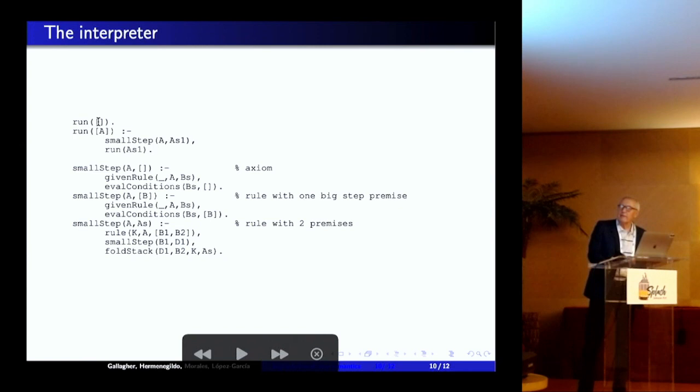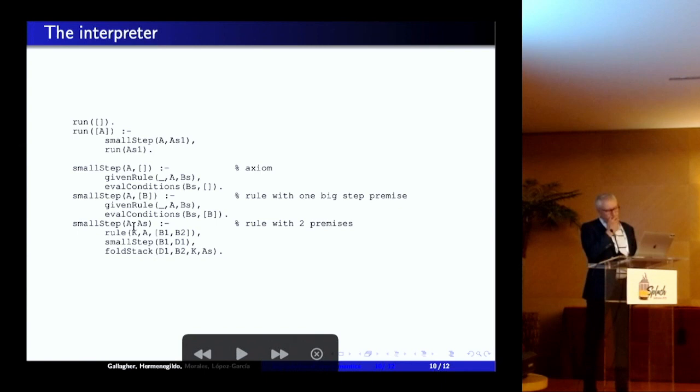the empty list represents no steps remaining, no configuration remaining, or something that has terminated, or if we have a single big step call A, then we execute a small step on it, getting A1, which is either terminated or another step, and run that. And then the small step itself has three cases.